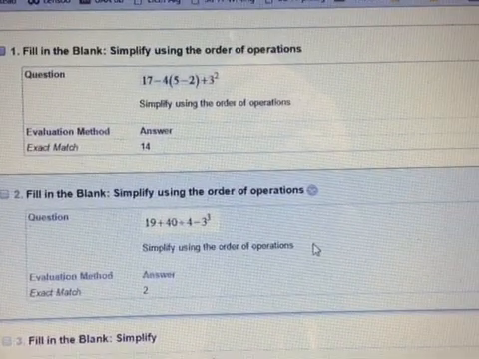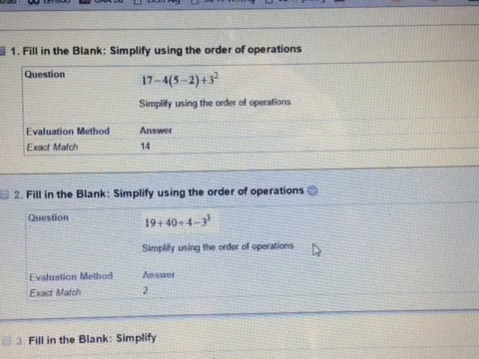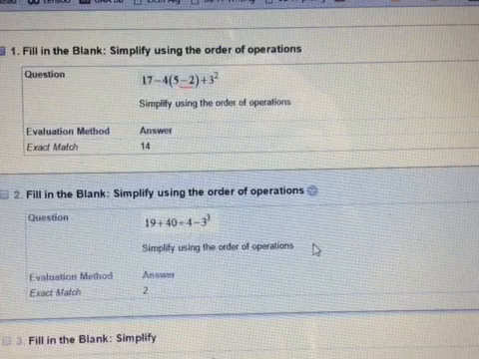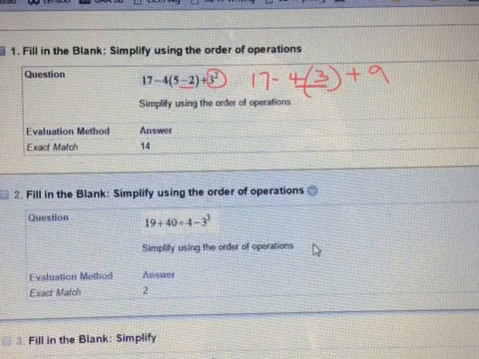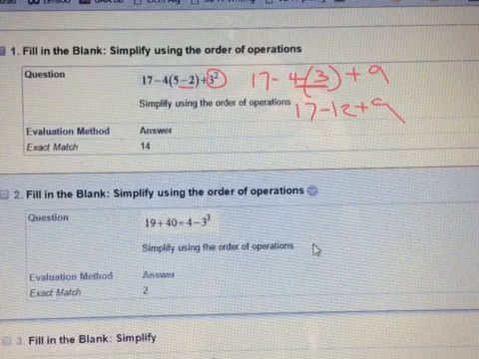Alright, so if you remember PEMDAS, we are only going to do this in a certain order. So we're going to do the 5 minus 2 first, what's in the parentheses, and then we're going to square that. So we have 17 minus 4 times 3 plus 9. Then we do the multiplication, and then we go from left to right, and we get our 14.